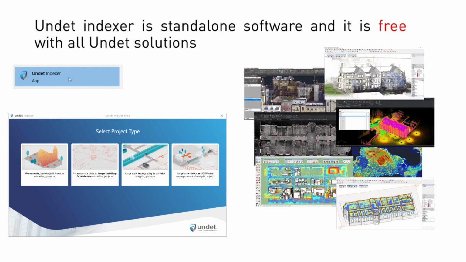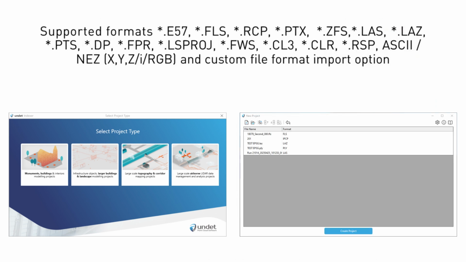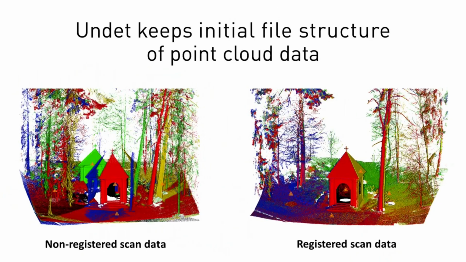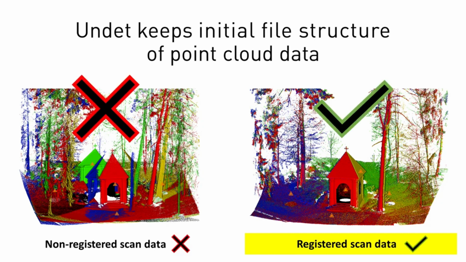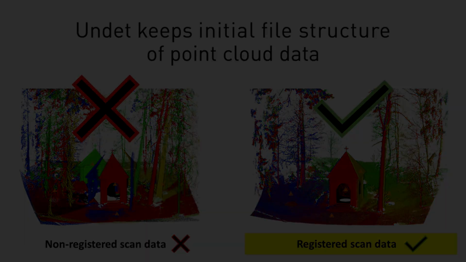The Undet environment is designed to handle massive point clouds. We've successfully tested projects up to 2 terabytes, so don't worry too much about file size. It can handle it. Undet supports a wide range of formats like E57, LAS, PTX, and more. Just make sure your point cloud data is properly registered before you begin. This means it's already aligned and clean, because once the project is created, you won't be able to delete or re-register points.